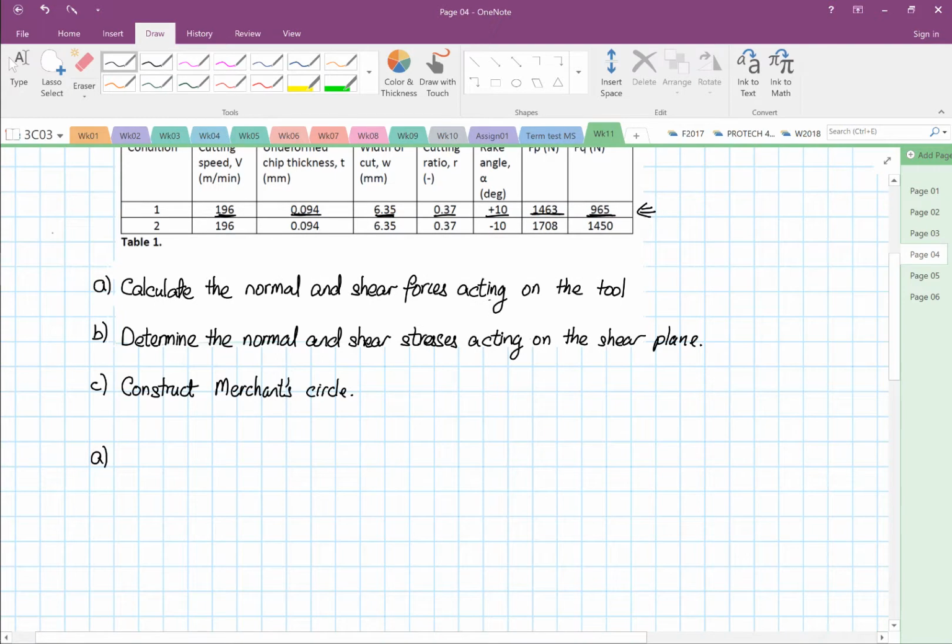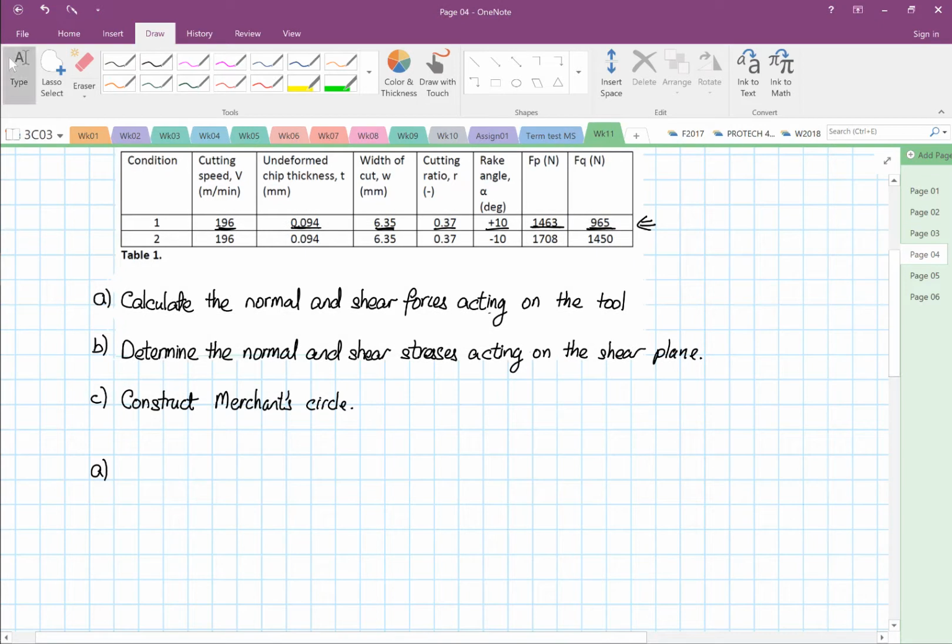So to do part A, what we know is FP. Okay, we know that FP is equal to 1463. Likewise, you know FQ, and it's equal to 965 Newton. And we are also aware that alpha is equal to 10 degrees positive. Okay, so plus 10.